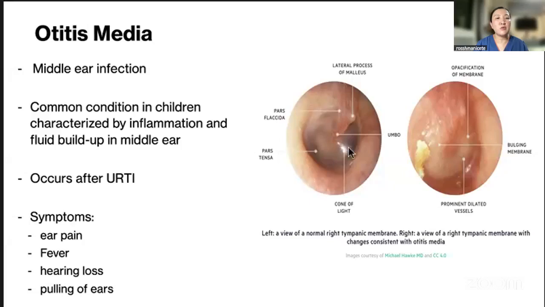So in this photo, this is how a normal ear looks like, and the other beside it is how an ear with otitis media looks like. So it looks bulging and there's fluid behind the eardrum.